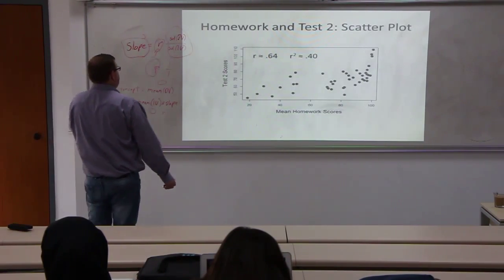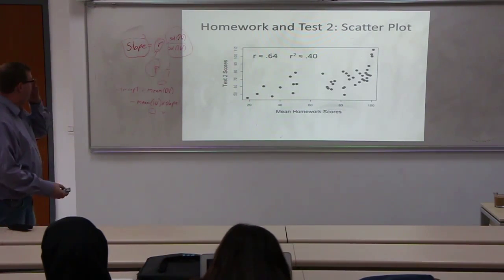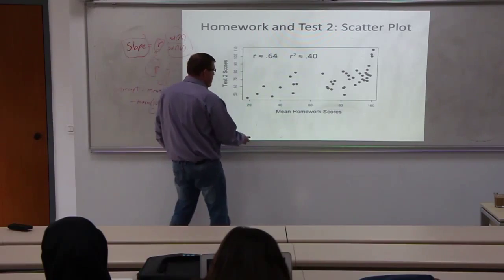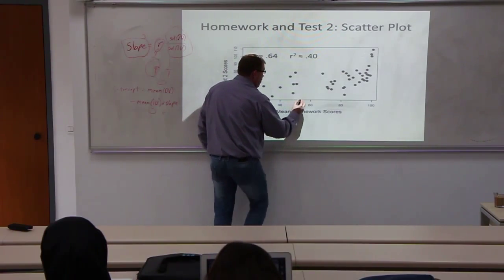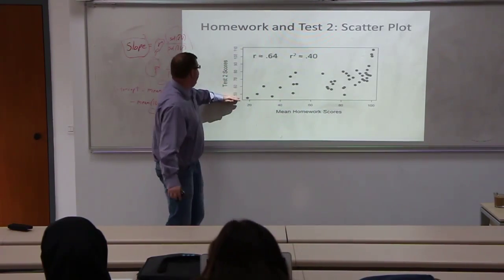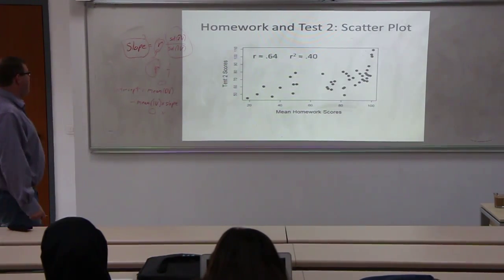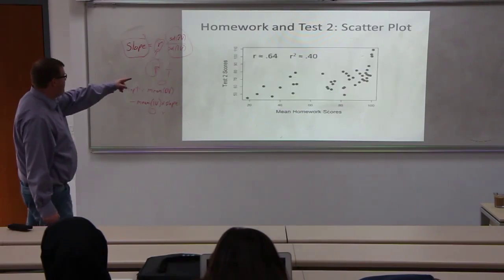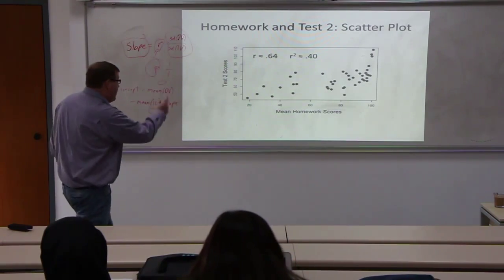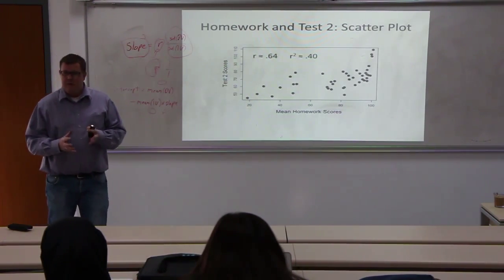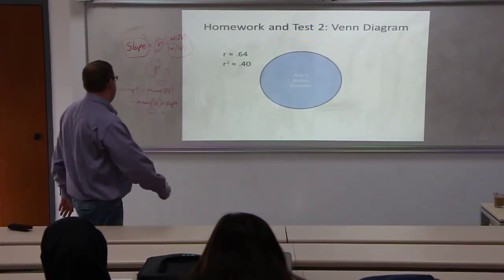Okay. So we just looked at test 1 and test 2 scores. We can also look at homework and test 2 scores. So here's the scatter plot for homework and test 2 scores. So these are the mean homework scores. So as the mean homework scores increase, you tend to have an increase in test 2 scores, right? The correlation here is a bit lower than it was before. So again, the coefficient of determination is also going to be lower. But the mean homework scores actually account for about 40% of the variance in our test 2 scores. It's still quite a bit.